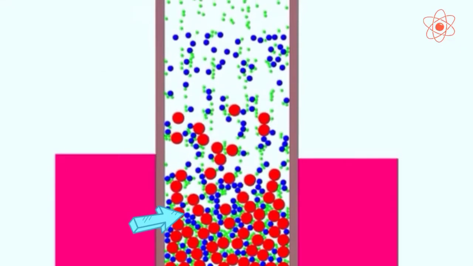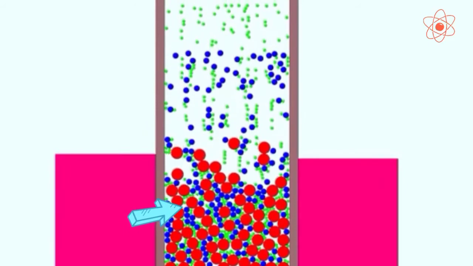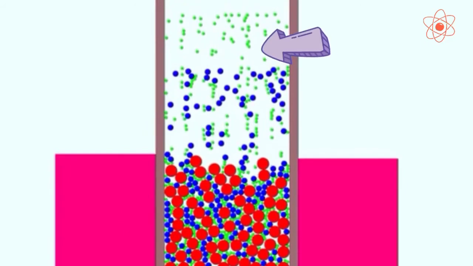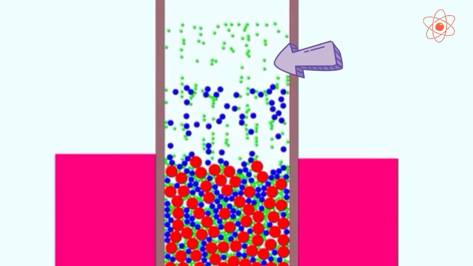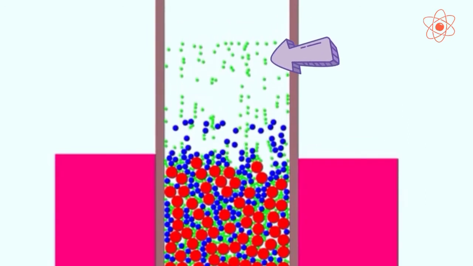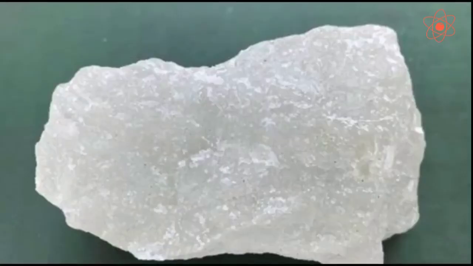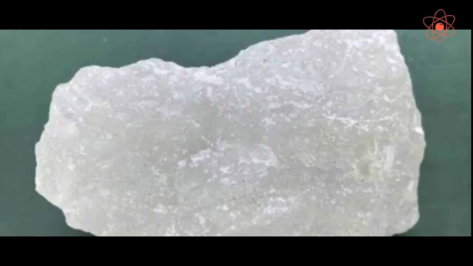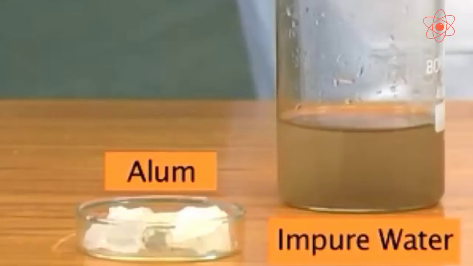Now, the second method, loading. Sometimes during sedimentation, the heavier coarse particles settle down quickly, but the fine particles of clay settle down very slowly. The finer particles can be made to settle faster by dissolving a small quantity of alum in muddy water. This method is called loading.